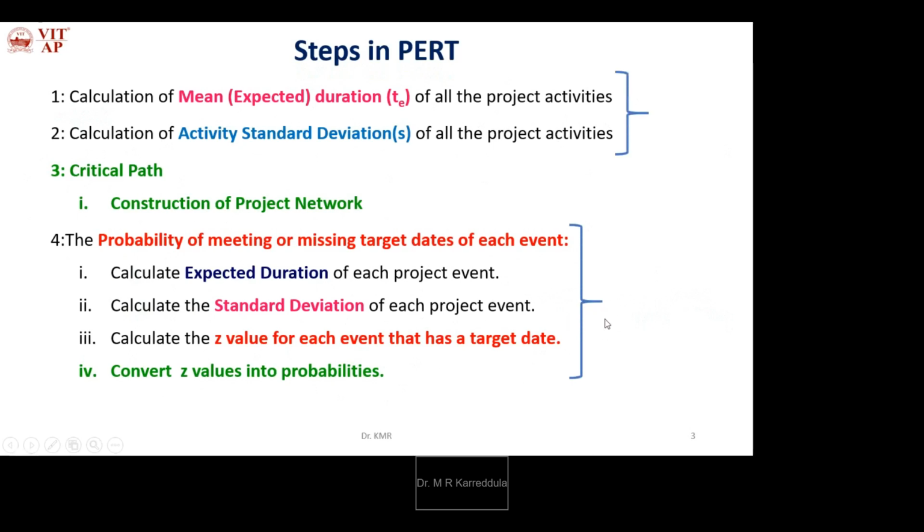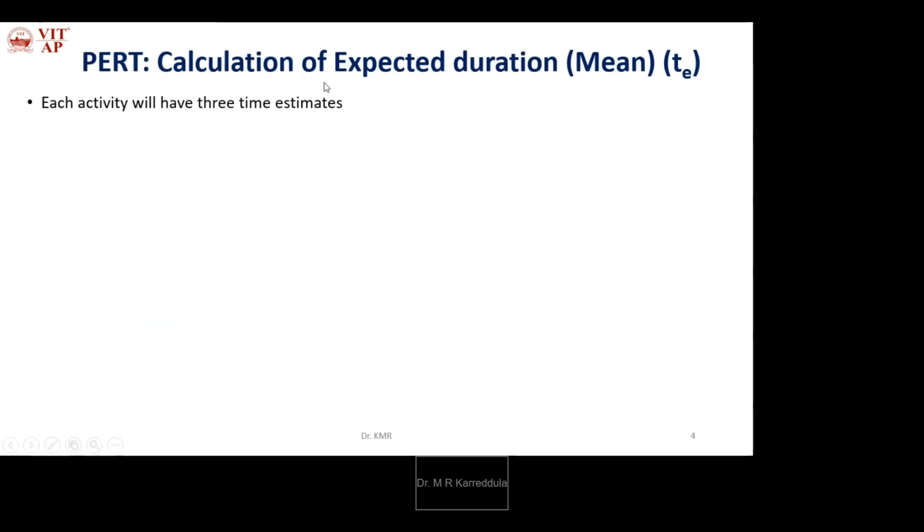So these are calculated in the fourth step using steps one and two, in order to calculate the event expected duration and standard deviation. We will use the activities' expected duration and standard deviation, because every activity requires a start event and an end event. So how do we calculate the expected duration of all the activities?